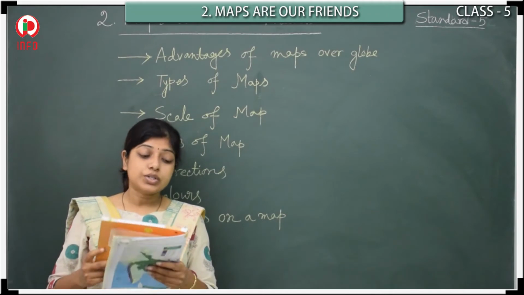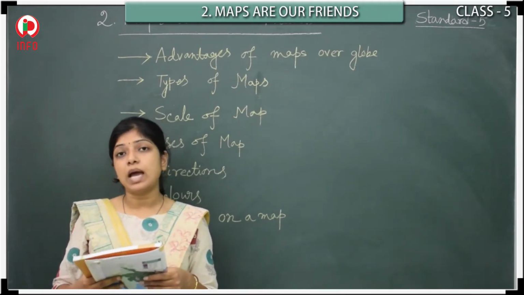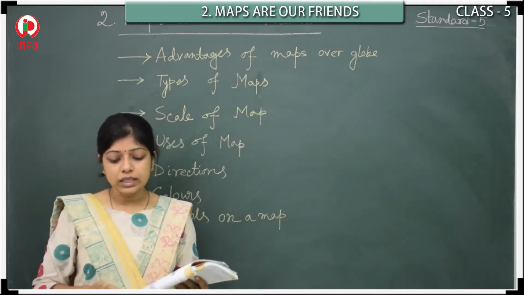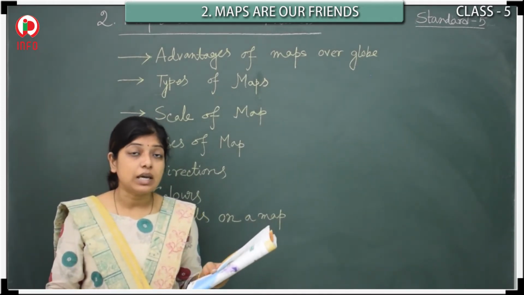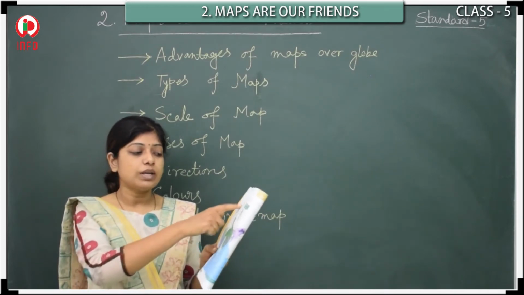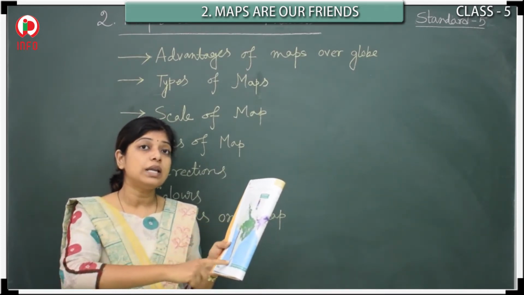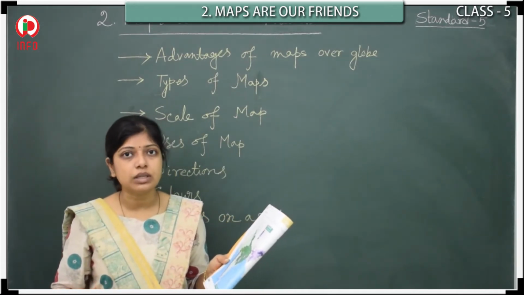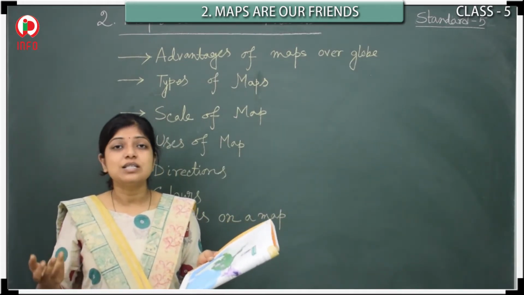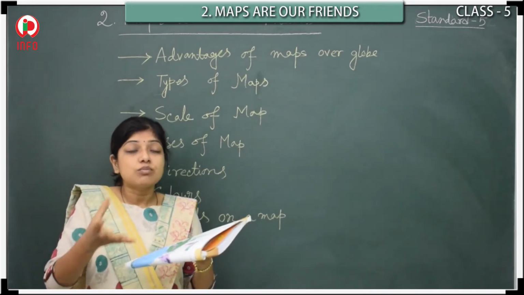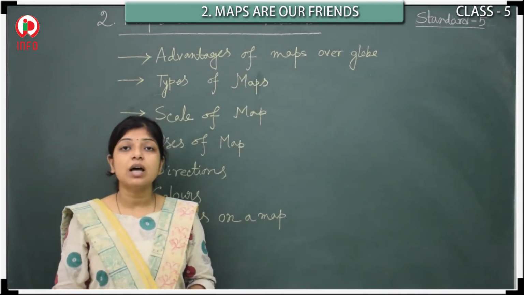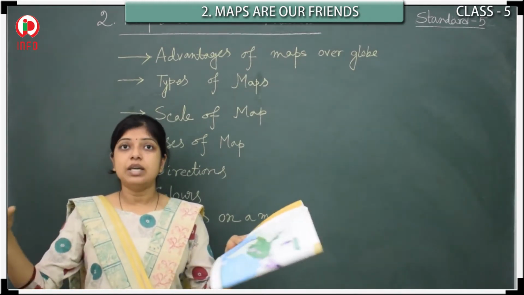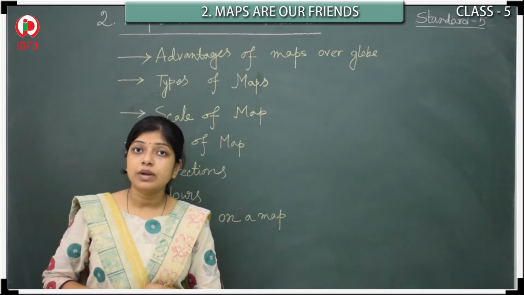Next I want to tell you about the scale of a map. What is the scale of a map? One thing, first, this is the whole of India. Is India that small? What do you think? No, it is not that small. It is a small picture of India. Practically, India has a huge amount of area.